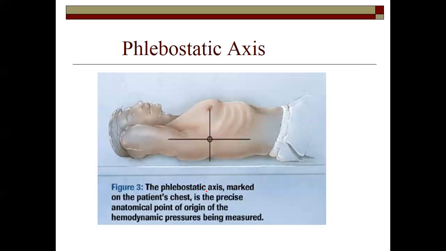Phlebostatic axis. And this is one of those things you will see again. The phlebostatic axis is the 4th intercostal space, mid-axillary line. This is the approximate level of the right atrium in a patient. So if you encounter a situation as to where the transducer must be for a patient, it wants to be at the phlebostatic axis. Critical thinking: why we put it there is important because it's at the level of the right atrium.